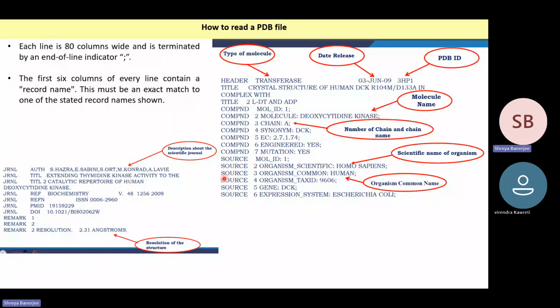There is other information included in a PDB file, like the organism from which the protein has been derived and the common name of the organism. It will also give the journal in which the PDB was first deposited, and the resolution of the structure, which is 2.31 angstrom here. So you can see all this. I was just showing you.